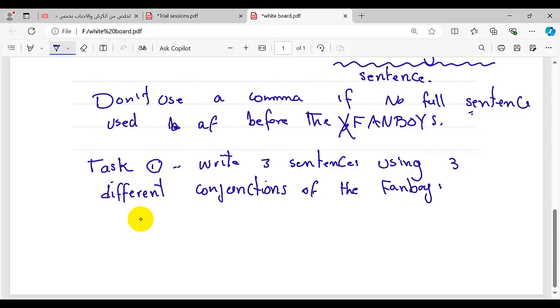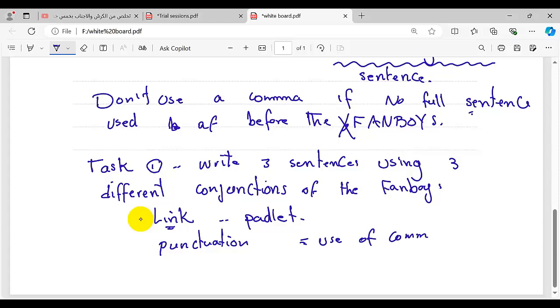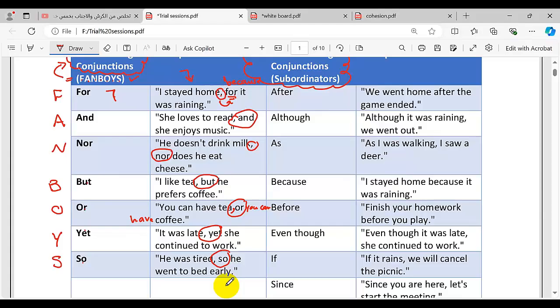Okay, I'm going to share a link with you in the chat box, the link of Padlet. Each one write his sentences in this website. Be aware of your punctuation. Be aware of the use of comma. You have 5 minutes, then get back to me. Okay, everybody, that's nice. Great work, and I appreciated your hard work.